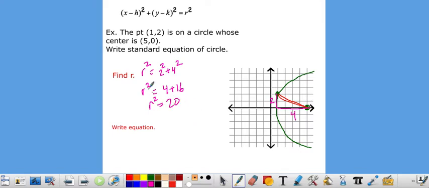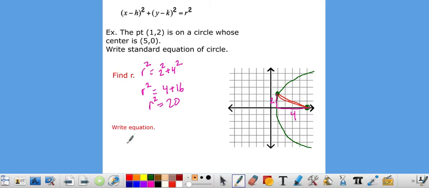And upon first glance, if we did want to find r, we would take the square root. But if we're just writing the equation, all we want is r squared. So we know the center, we know r squared, so now we can just write our equation.